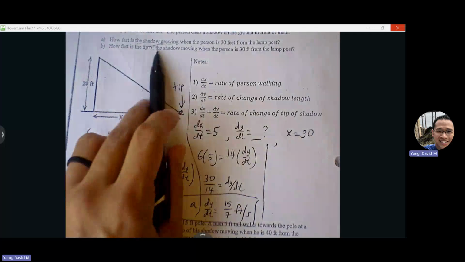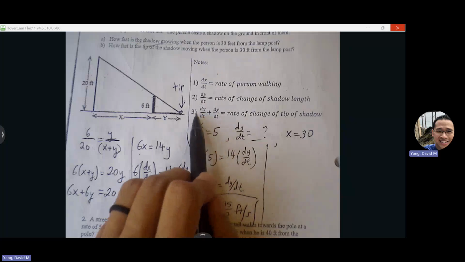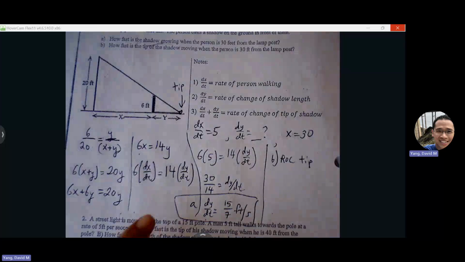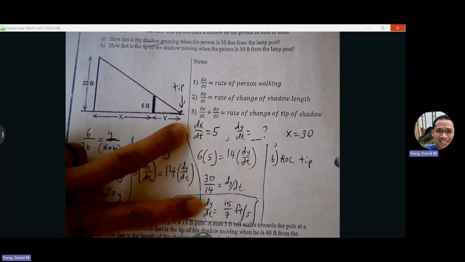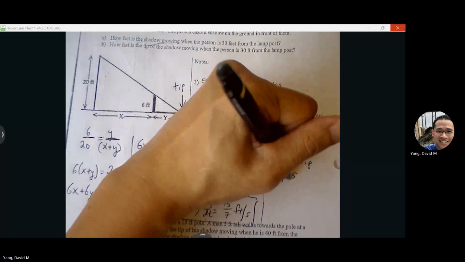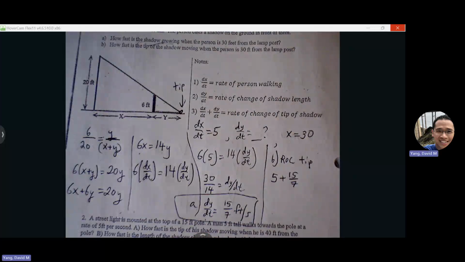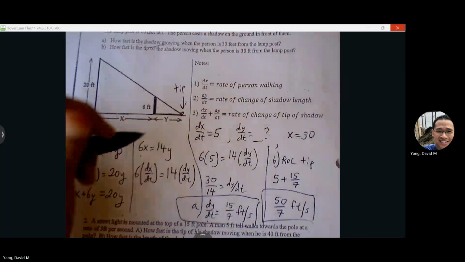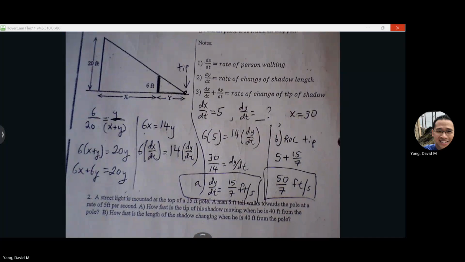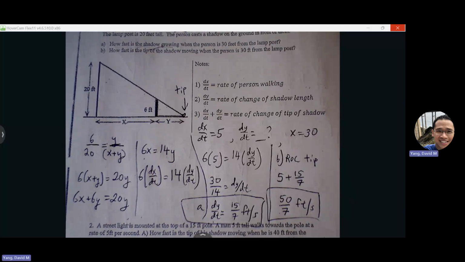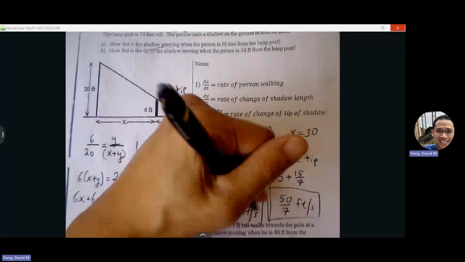And then finally, how fast is the tip of the shadow moving? So now we just add the rates together here. We have both rates, right? We have the person walking plus the rate of the length of shadow increasing. We add those together. You can use your calculator or do common denominators. Oh, sorry, yeah, it's per minute. Okay.